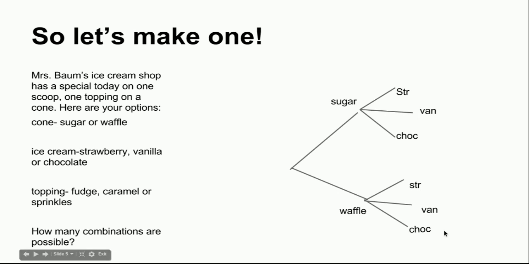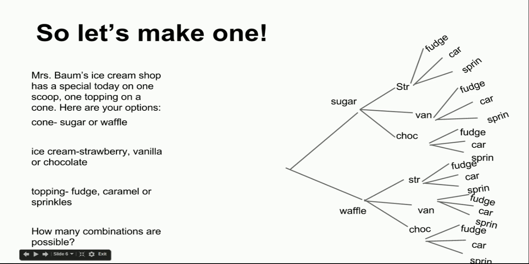But remember, there's toppings. So this is where, when you get into that third layer in your tree diagram, it can get a little bit hairy. And so it's really important to try and spread things out to be able to see all of your possible combinations. So we added on our toppings. And for each of the different cone ice cream combinations, you could choose from fudge, caramel, or sprinkles. So this sprinkles right here is actually sprinkles on strawberry ice cream on a sugar cone, which is different than sprinkles on vanilla ice cream on a waffle cone.